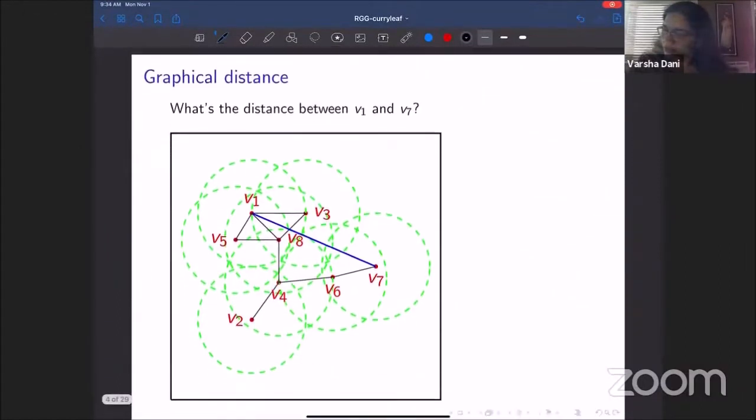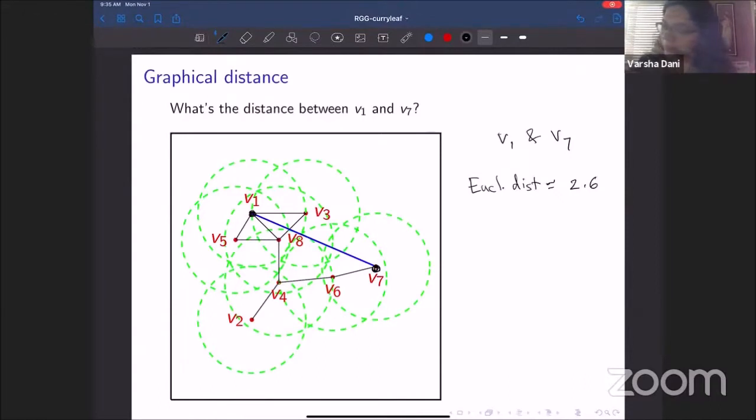If you look at 2 vertices, say V1 and V7, what is the distance between them? There are 2 notions of distance. One is the usual Euclidean distance, because you've drawn this graph on a plane. In this case, it looks like it might be about 2 point something. The Euclidean distance between V1 and V7 is maybe about 2.6.